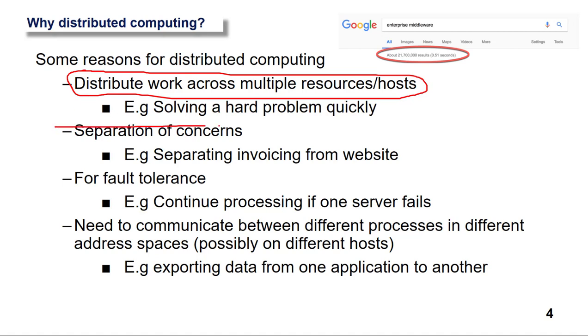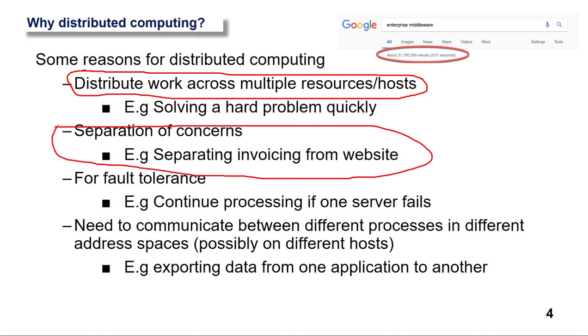Another reason for distributed computing is separation of concerns. So like the e-commerce example that I mentioned earlier, you might want to separate the products that you're selling on a website from customer data for various reasons. One reason is security. You don't want all your customers to have access to a server that holds all the customer data. You might want customers to be able to see your products, but you don't want them to have access to a computer that holds all customer data, their passwords, their bank card details, etc.